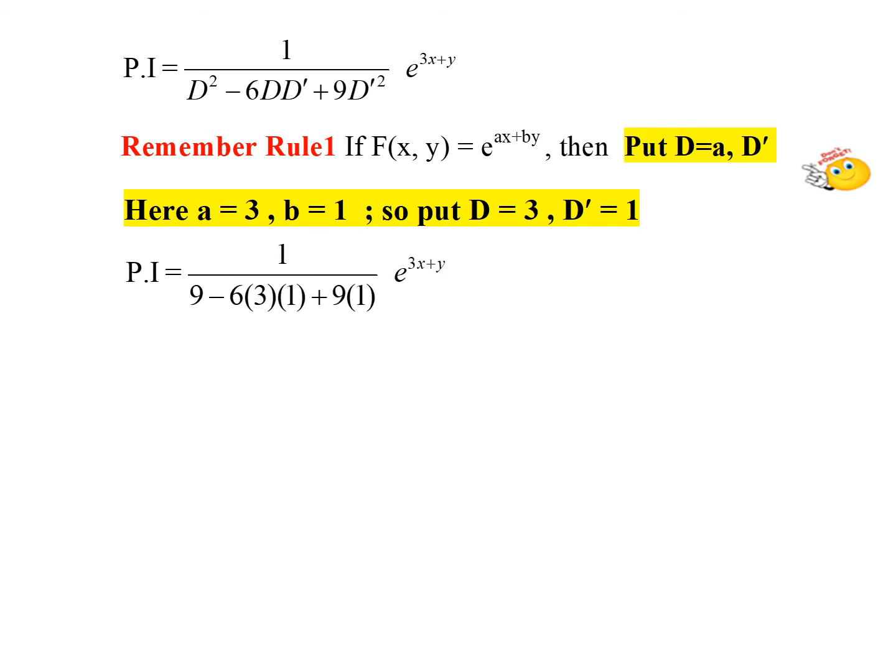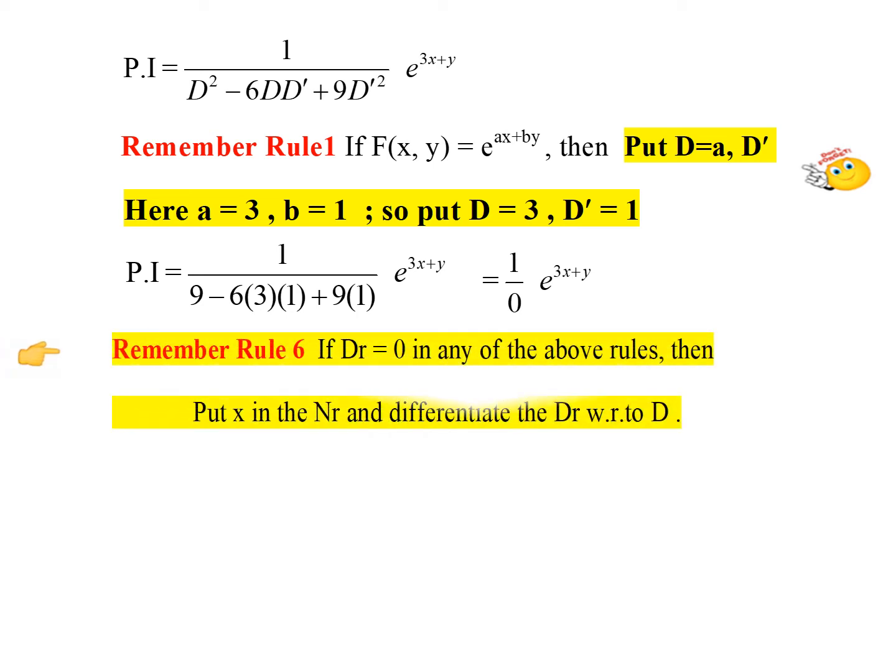So when we do that, D squared will be 9 minus 6 into 3 into 1 plus 9 into 1 squared. What will be the answer? Yeah, we are getting the answer 0. So we cannot just leave it as or write infinity here. Whenever the denominator becomes 0, we have a special rule for that. That is rule 6, you remember? So whenever the denominator is 0, what we have to do? Put x in the numerator and differentiate the denominator with respect to D.